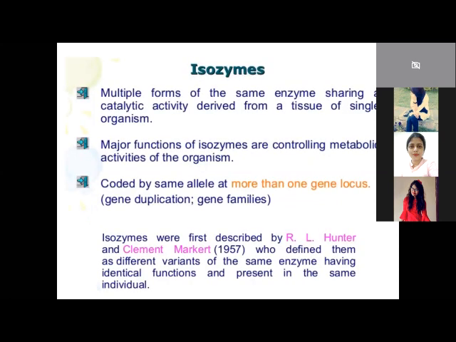So first, the isozyme. The isozyme was first described by Hunter and Market. They defined it as the different variations of the same enzyme having the same function and present in the same individual. Or you can say the multiple forms of the same enzyme sharing a catalytic activity from the same individual. Is it clear? Multiple forms of the same enzyme.